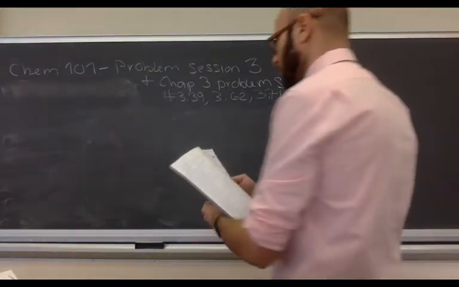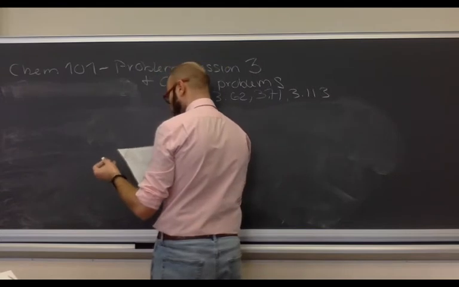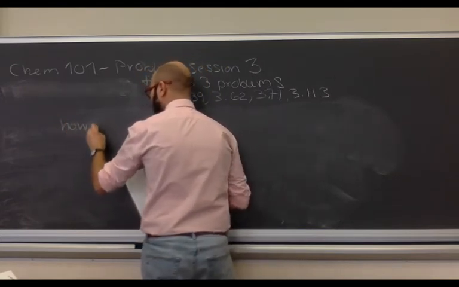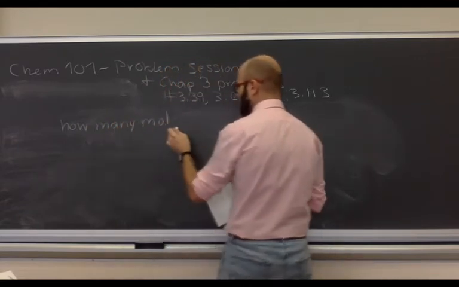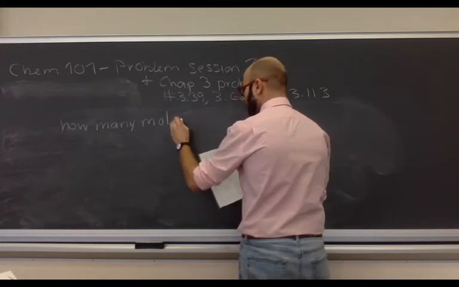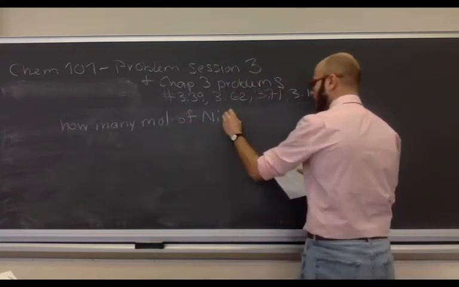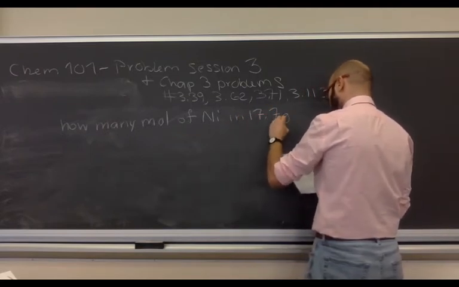339. Let's start with a relatively simple one. The question here, taken straight from the book, is: how many moles of nickel do we have? And again, I'll use the abbreviation mol for moles, and the abbreviation for nickel, Ni, in 17.7 grams of nickel.